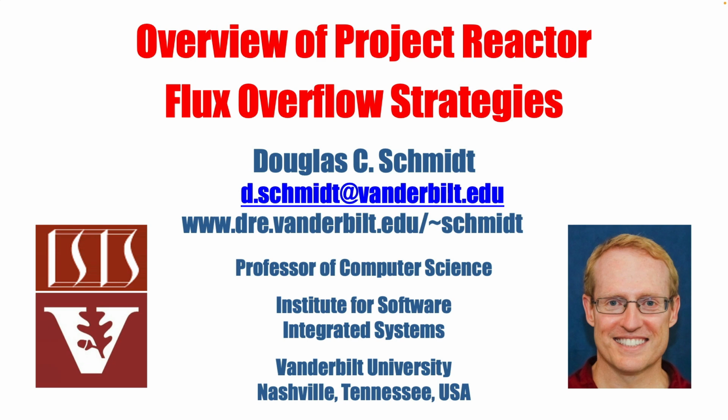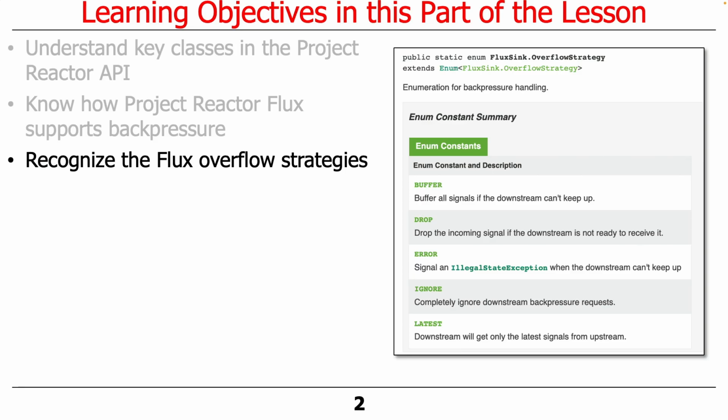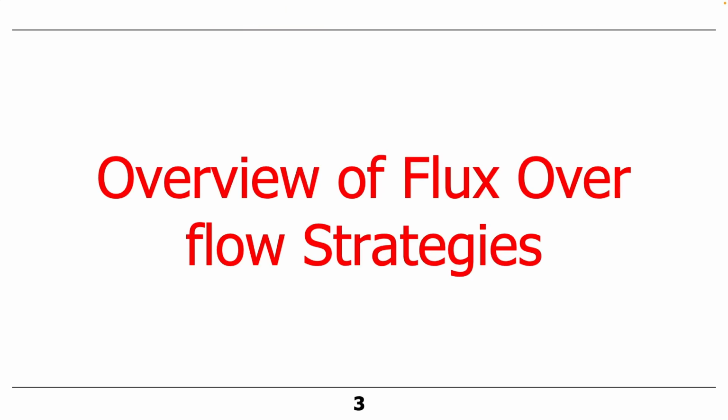So we're now going to talk about some of the overflow strategies that are provided with Project Reactor's Flux. And as you can see, there are 5 of them. These, again, are for non-back pressure aware publishers and subscribers. The publisher just slams the data out as fast as it can, and the subscribers deal with it in the way we're about to talk about.